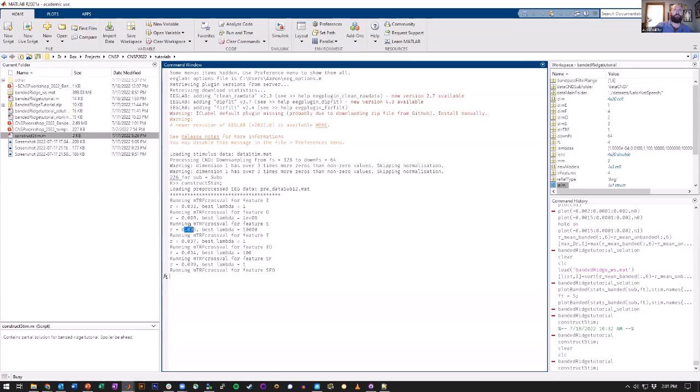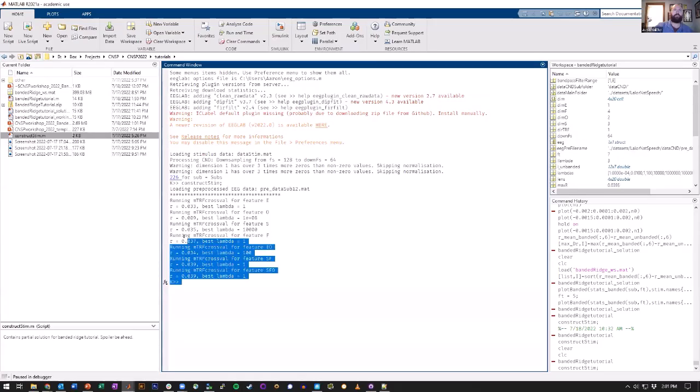Spectrogram does better than the envelope model, and the phonetic feature model does better yet. Importantly, related to Giovanni and his work, the SF model does show an improvement over S plus F. And so this gives us a baseline to look against when we do banded ridge.